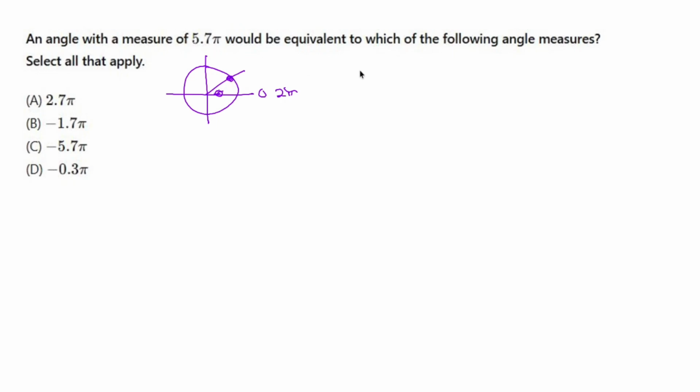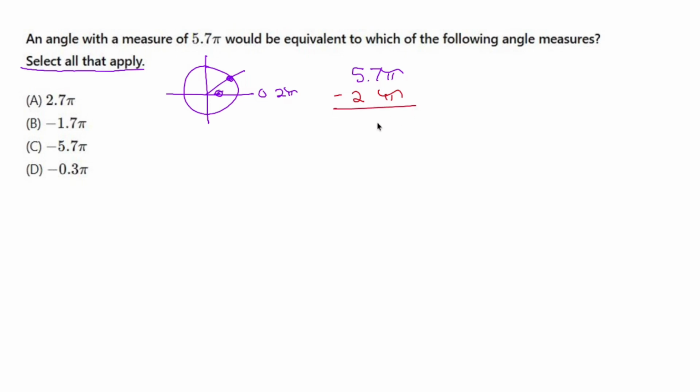So what I need to do is take 5.7 pi and subtract 2 pi as many times as I can until I run out of stuff. And my job here is to select all that applies. So I have to make my way all the way down to negative 5.7. So I'm subtracting 2 pi a bunch of times.